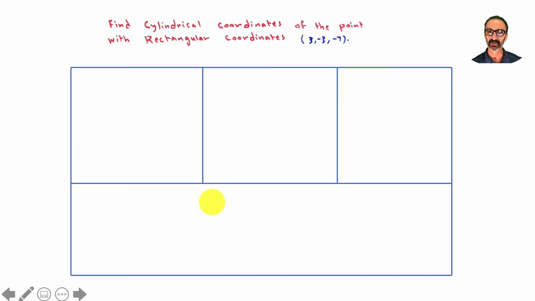Find cylindrical coordinates of the point with rectangular coordinates 3, -3, -7. Those are x, y, z. To find r, this is the main formula. You take the square root, plug in 3 and -3, do the math, and I have 3 square root of 2.